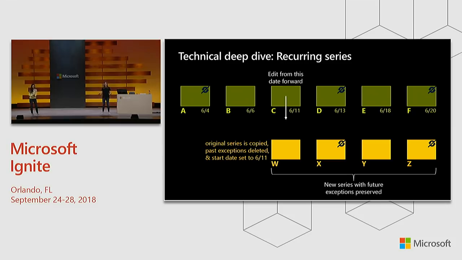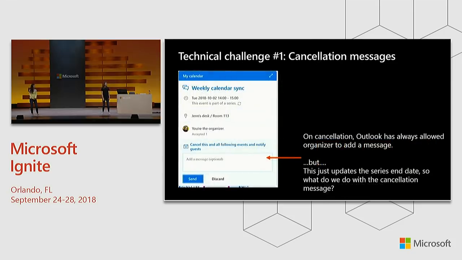So I wanted to share 3 technical challenges that we hit here and let you know a little bit even more what's happening behind the scenes. So the first technical challenge was cancellation messages. So if you do a cancel from this date forward, you're actually not canceling the series. You're really just updating the series with a new end date. So what do we do with that cancellation message?